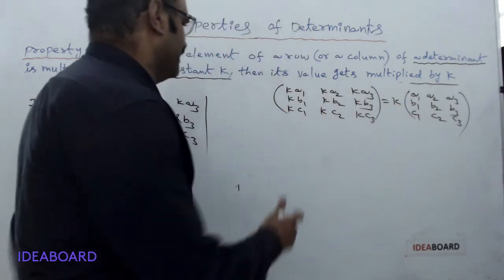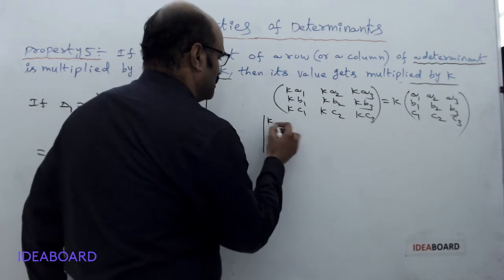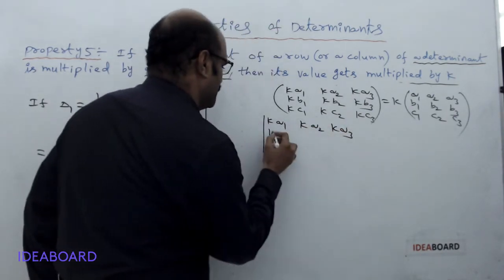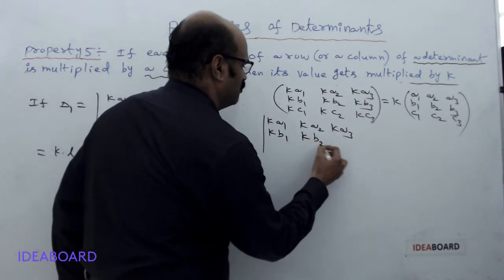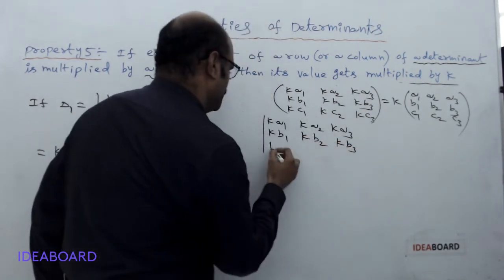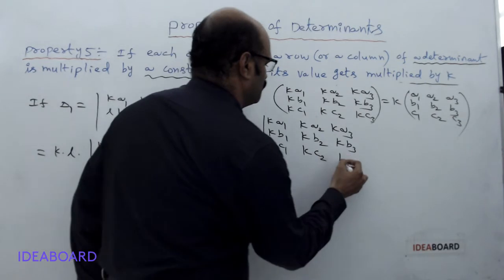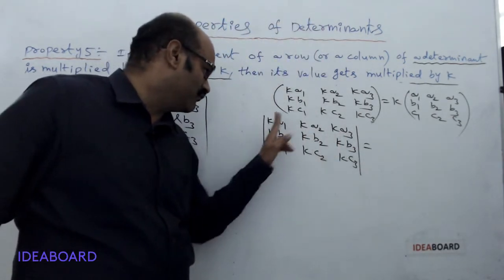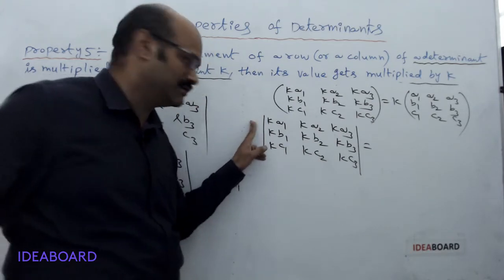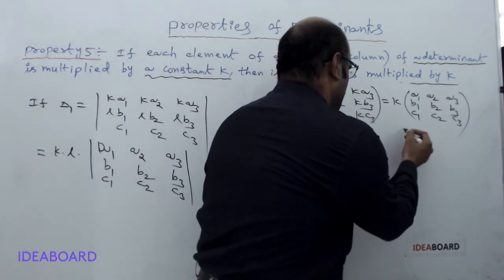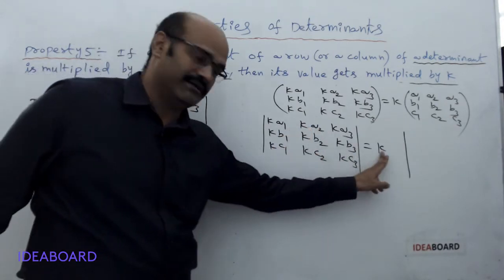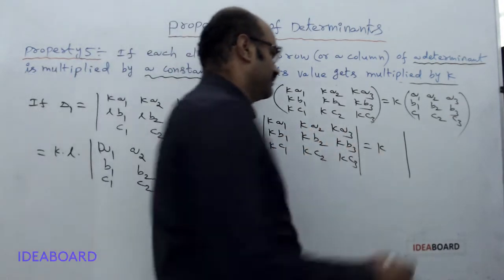But in a determinant, the same thing, if you have ka1, ka2, ka3, kb1, kb2, kb3, kc1, kc2, kc3, from the first row we have to take one k outside. k into determinant of, from R1 take k outside, a1, a2, a3.